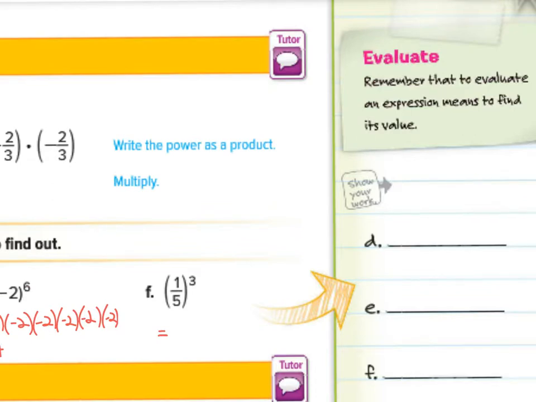And finally, 1/5 to the power of 3. Right? To the power of 3 means to repeat itself 3 times. 1 times 1 times 1, numerators are multiplied, is going to equal 1. 5 times 5 is 25, times 5 is 125. I hope you got these correct, boys and girls.